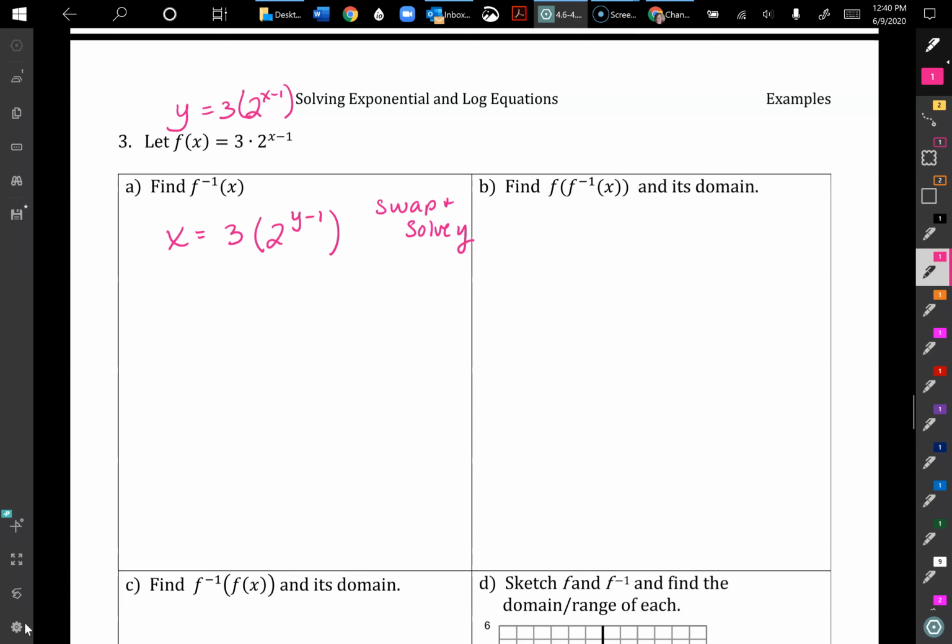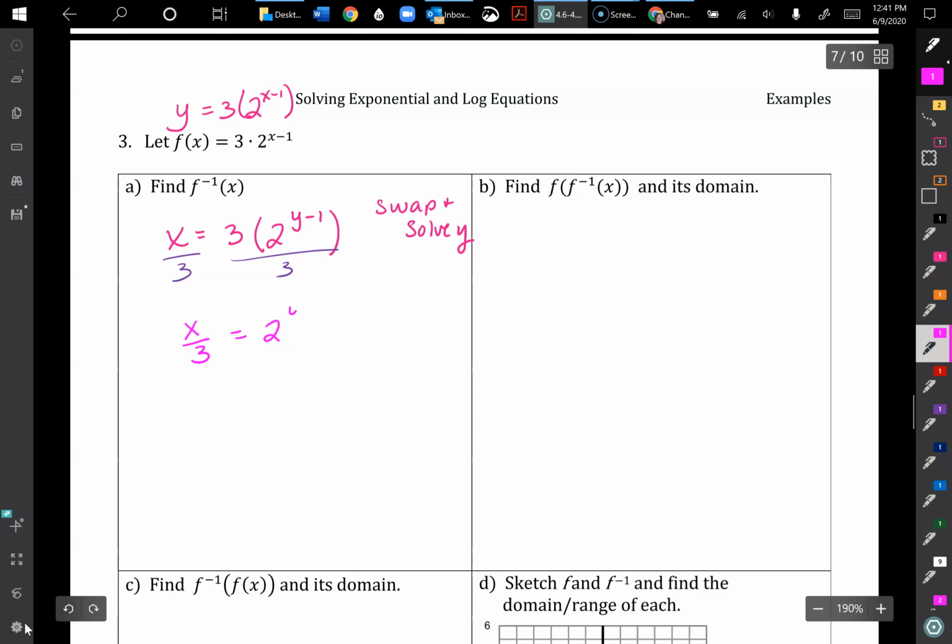So we want to undo this. We're going to divide both sides by 3 to start with. So we have x over 3 equals 2 to the y minus 1. Okay, now to get y solvable, we need to use our log properties.